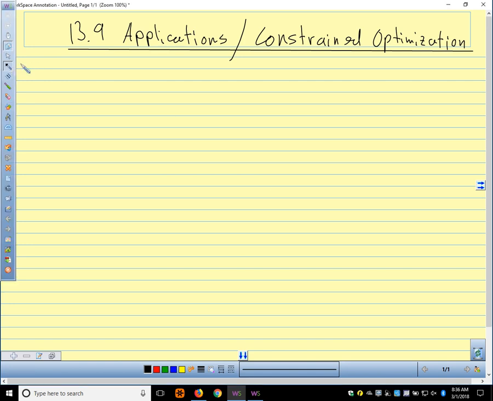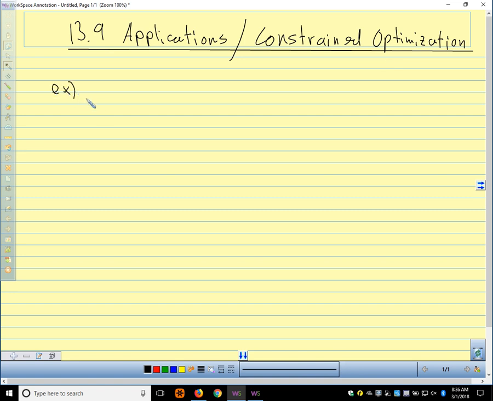All right, so what I want to do is we're leading into what we call constrained optimization, and we're leading into a way that we can use a gradient to help us with optimization problems. So I want to do a couple of examples that have to do with constrained optimization.